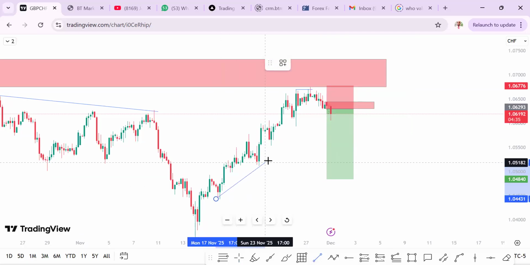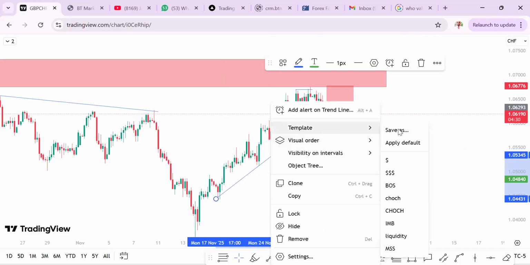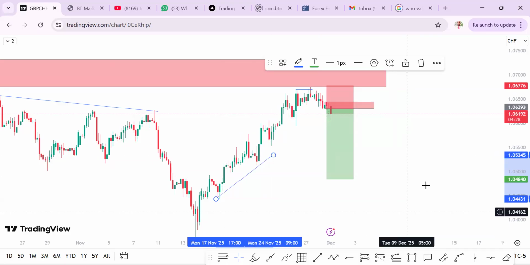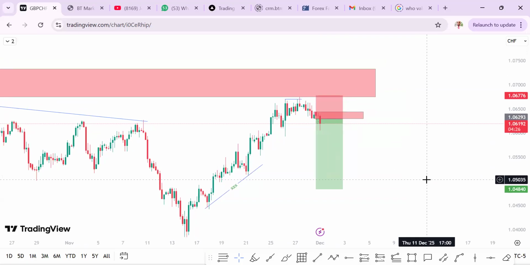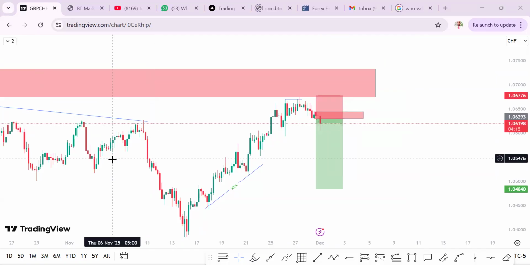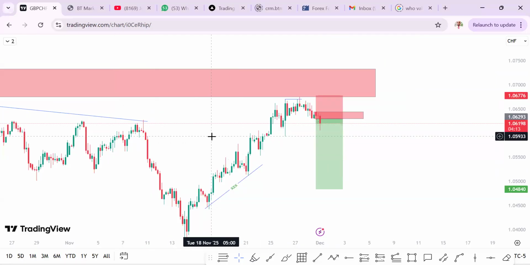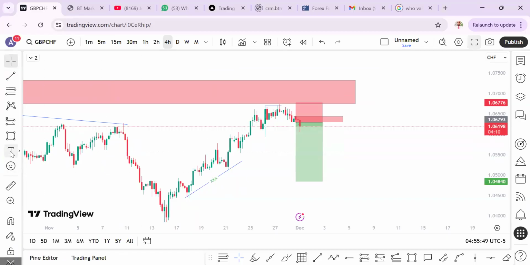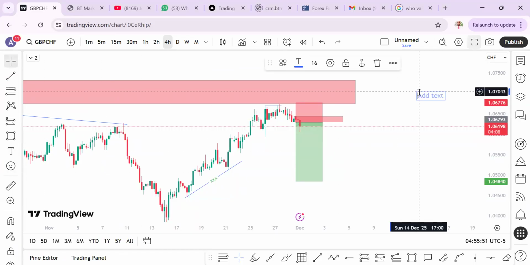I see some liquidity, trendline liquidity. The price can be subject for price. So if this guy plays out, it will be a very fantastic trade for us. Let's call it out. All right. So GBP chef, sell limit.